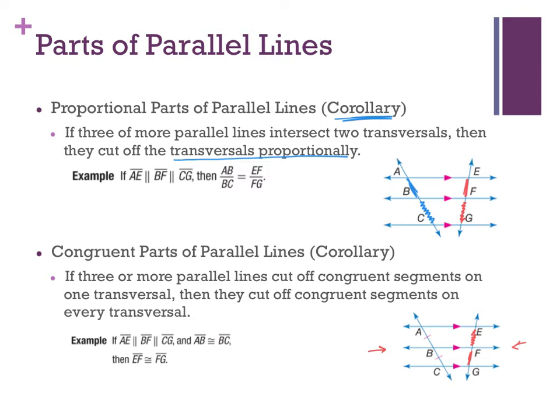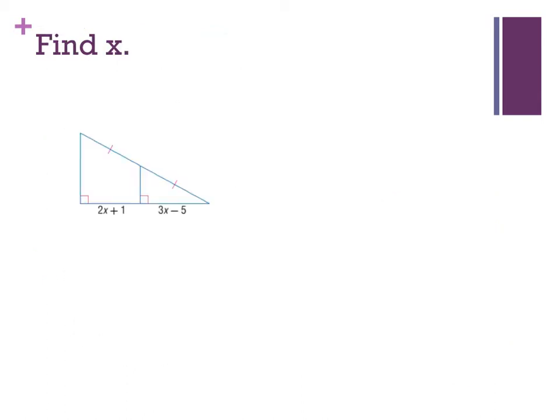Please pay attention and note this. AB does not equal EF. You're not comparing the two transversals directly to each other. But since one transversal is cut into congruent segments, you know the other transversal is also cut into its own congruent segments. Let's practice with these.